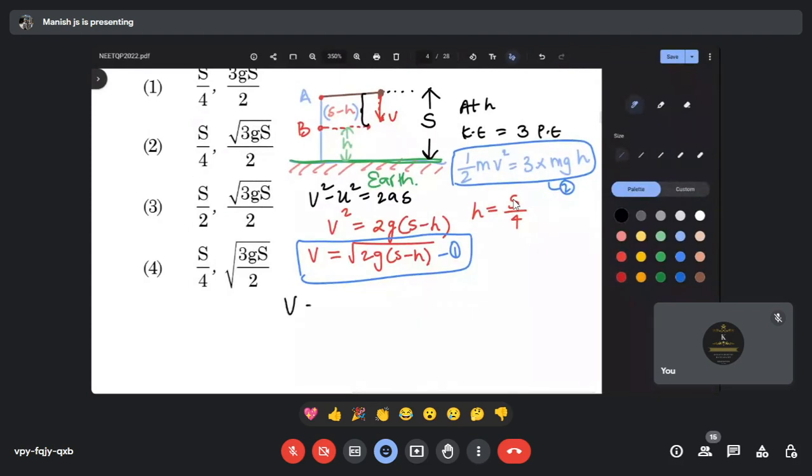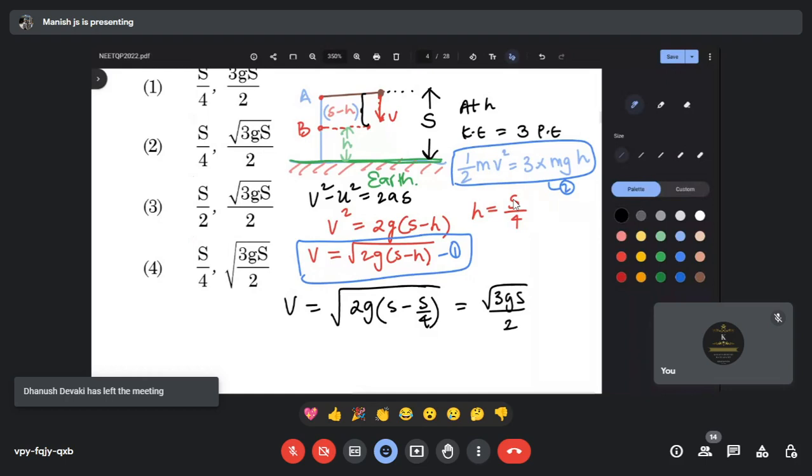So what is v now? Under root of 2g times s minus s by 4. Take the LCM, multiply and simplify, and tell me what you are getting. Root 3gs by 2. Yes, you will get under root of 3gs upon 2.